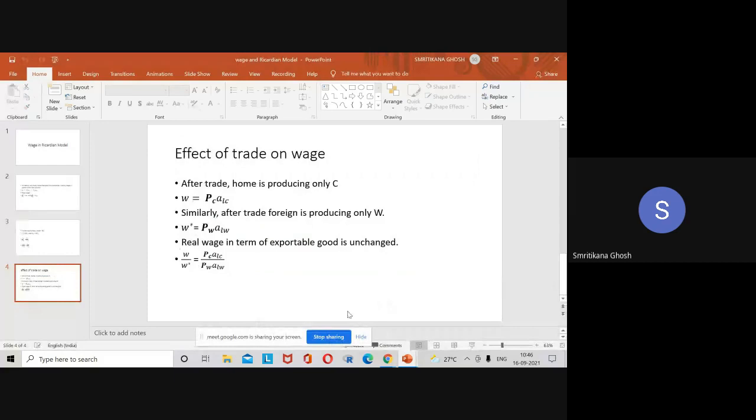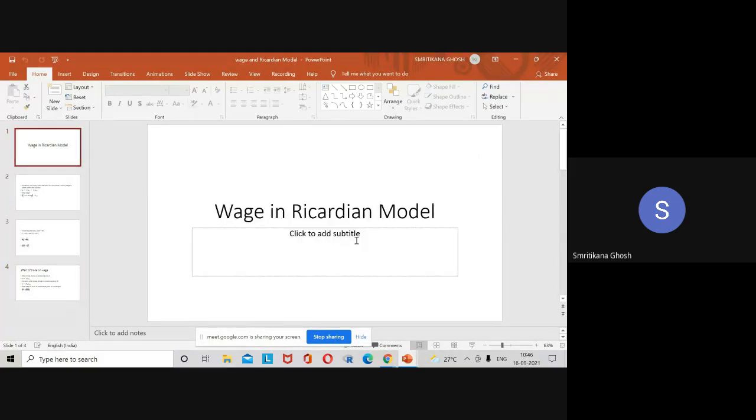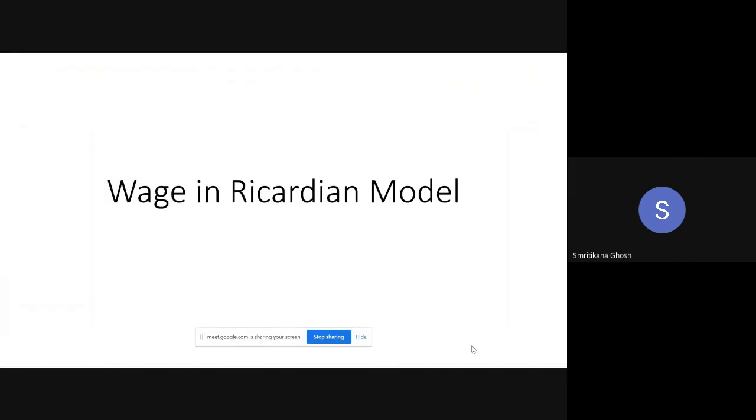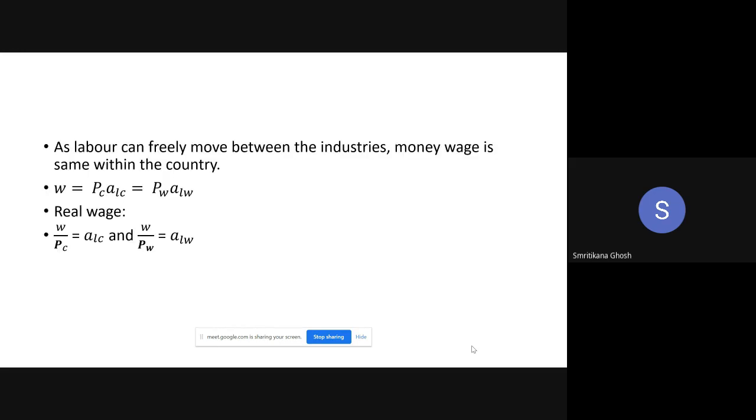So I'm going to the next one, that is the wage. How you are going to get the wage from the Ricardian model. That is partially what we discussed in case of the multi-commodity extension, but not in detail. So here we are going to discuss it.